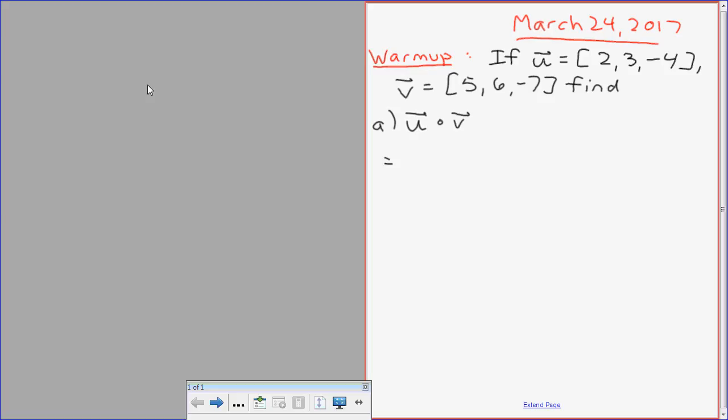Is that the UX, VX? Yeah, so this is where you're going to multiply. So it's just going to be the x coordinates you multiply together, the y coordinates you multiply together, and the z coordinates you multiply together.